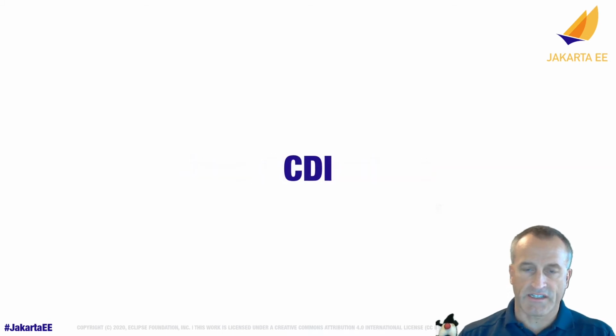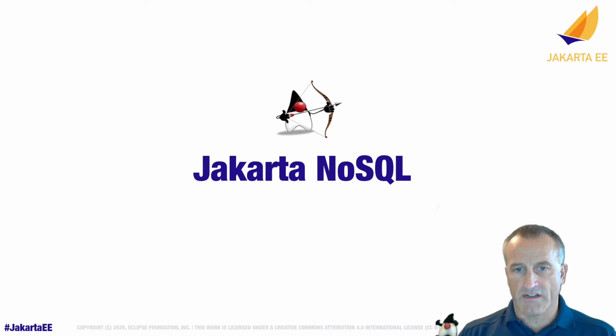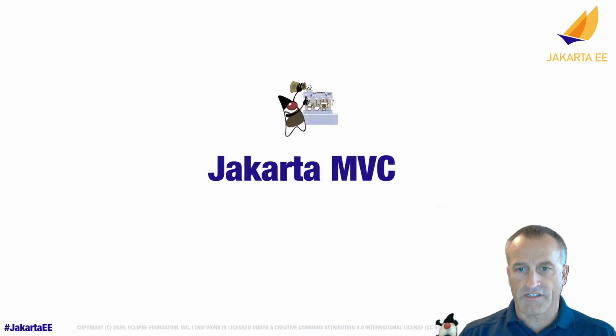We want to make CDI more aligned across the specifications. There are some new APIs we're looking at. Jakarta NoSQL is there. They are developing this specification. It could be a potential for a future platform release as well. Jakarta MVC is on a roll. We just released 1.1 and we're releasing a 2.0 pretty soon after Jakarta EE 9, which will support the Jakarta namespace.